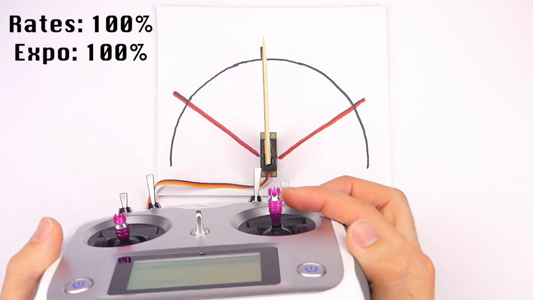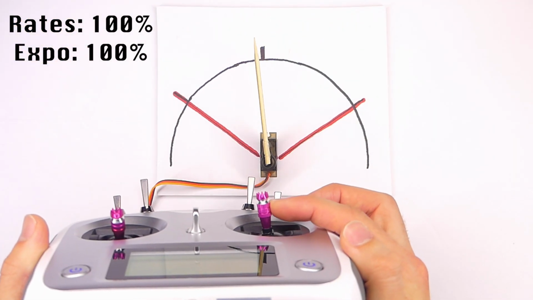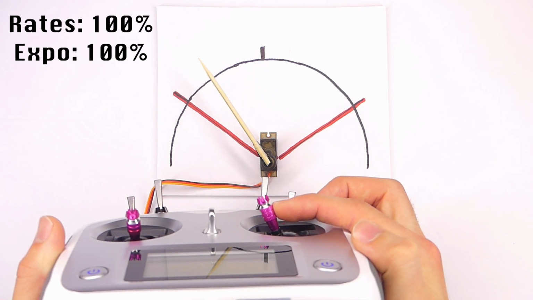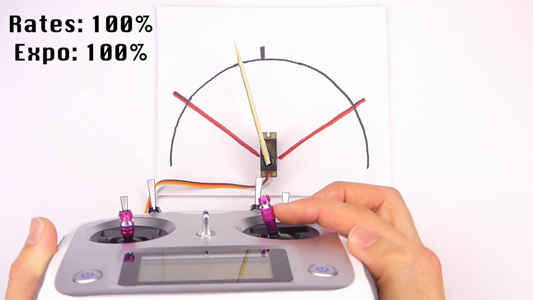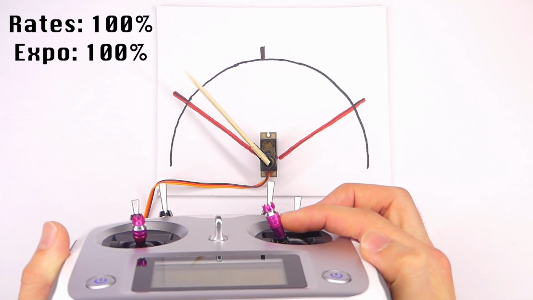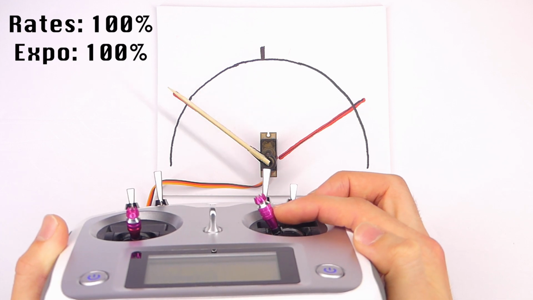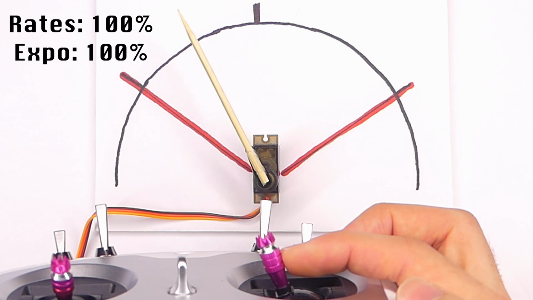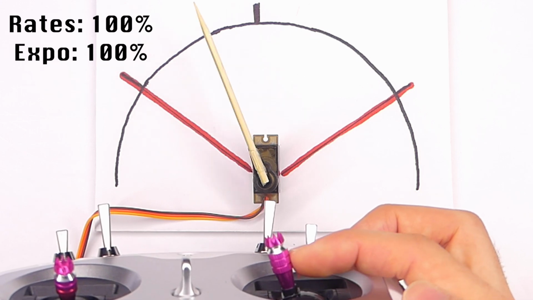So here's what it looks like on the servo. If I move the stick slowly to show you how this is working here, notice that there is a ton of movement towards the end of stick travel. So look how much the stick on the transmitter is moving compared to how much the servo is moving.